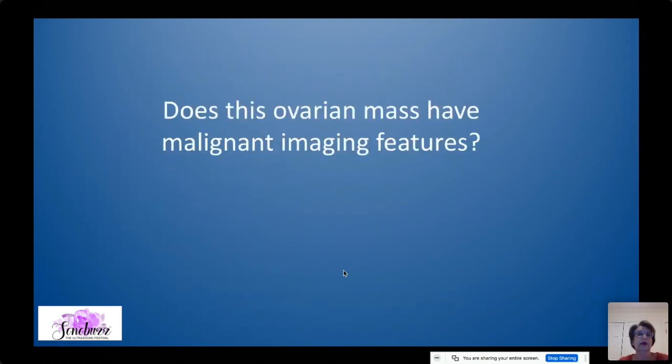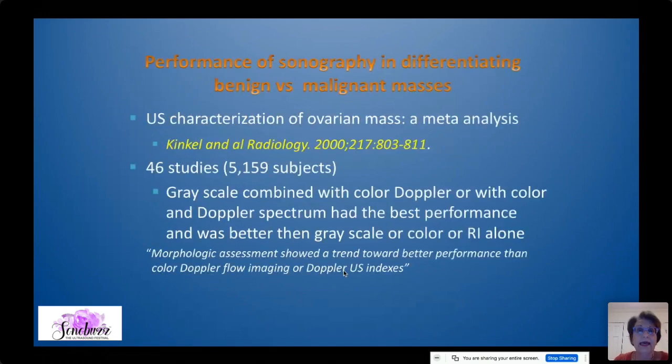Now, the next, of course, very important question is this ovarian mass. It's not one of these things we can recognize. Are they likely to be malignant? And so again, the performance of sonography in the hands of expert sonographers is really excellent. And what is very good is combining grayscale with color Doppler, or grayscale with color and Doppler spectrum. And that's really the best way to characterize these ovarian lesions.